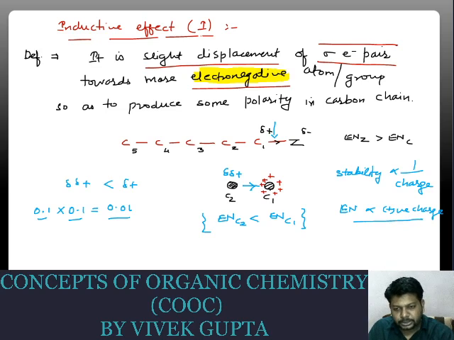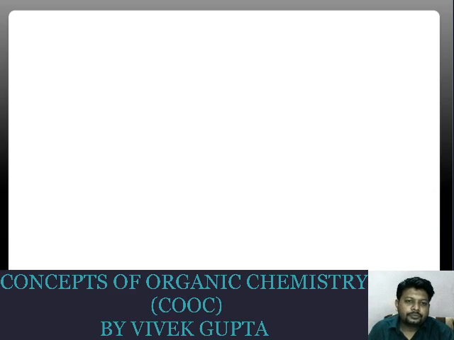Means if any species becomes positive, then its electronegativity will increase because it will have more tendency to attract electron pair towards itself. It can be understood in a simple physics manner like opposite charges attract. So now positive carbon will try to attract more electron pair, more bonded pair towards itself. So now we have to study some salient features of inductive effect, like what we can say about inductive effect.